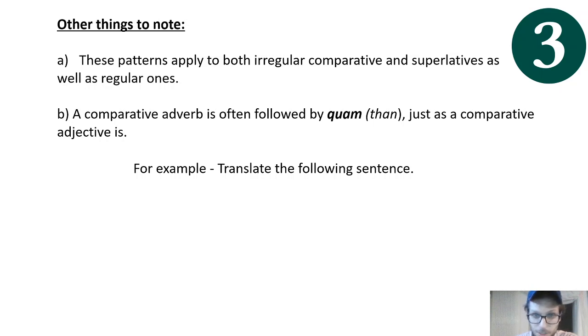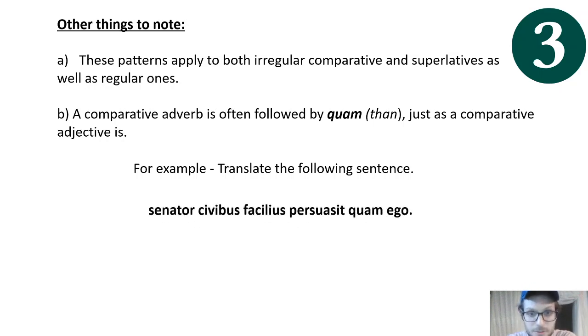So, for example, translate the following sentence: Senator civibus facilius persuasit quam ego. You've got 30 seconds. 10 seconds. 5, 4, 3, 2, and 1.